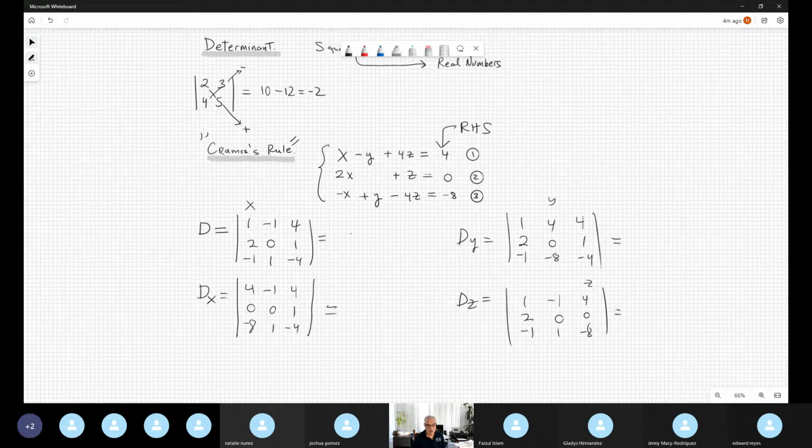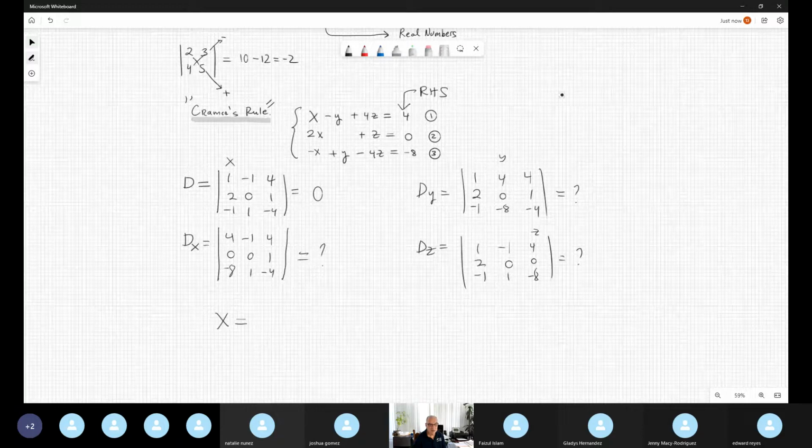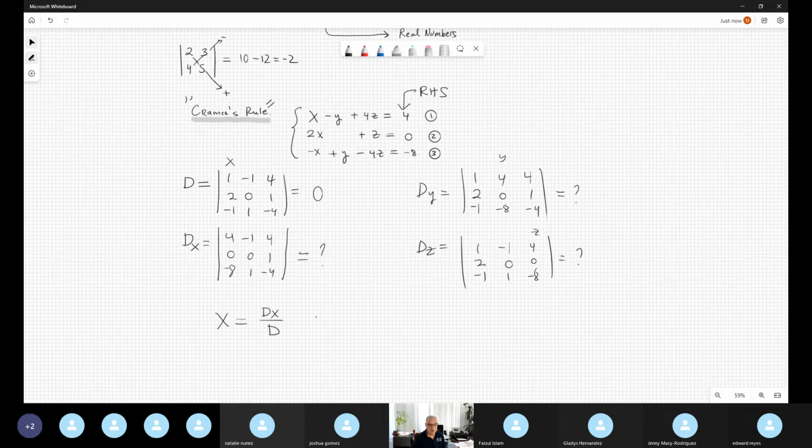This is 0. Yes. This is 0, and this I don't know. But we can compute. Suppose it's not 0. Suppose it's another number. So now to find x, y, and z, the only thing you should do is divide Dx divided by D. This is just a number. And y is Dy divided by D. Always in the denominator is D. Suppose it's 0, then no, it's undefined. And z is Dz over D. This is the Cramer. Okay.